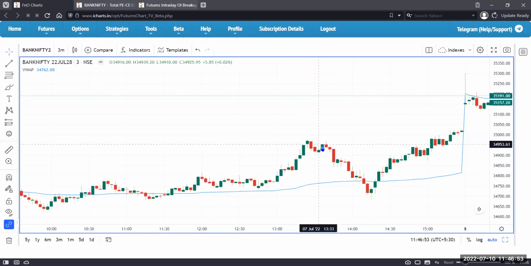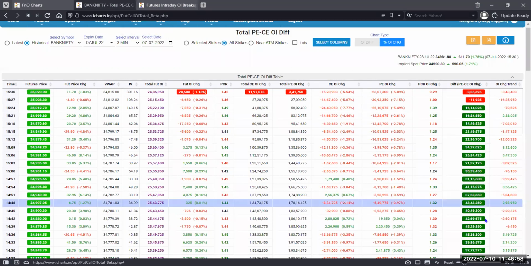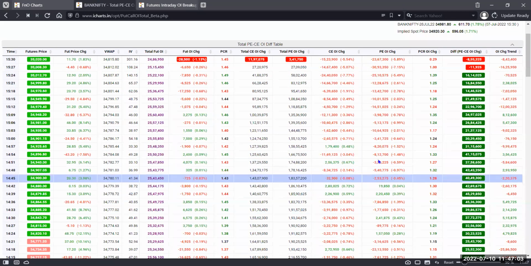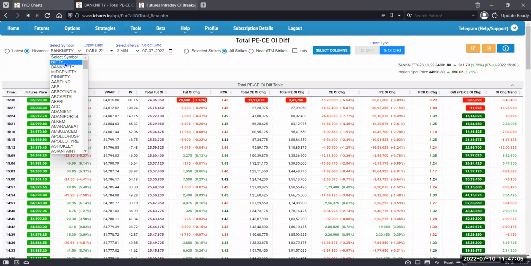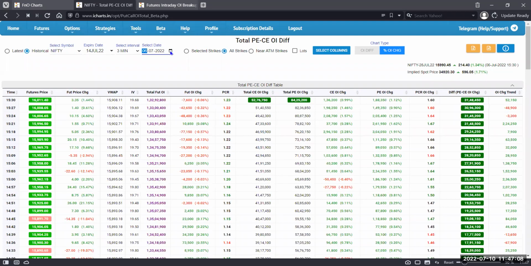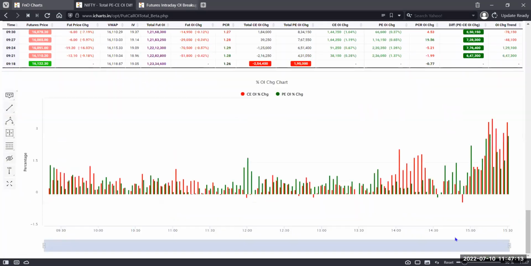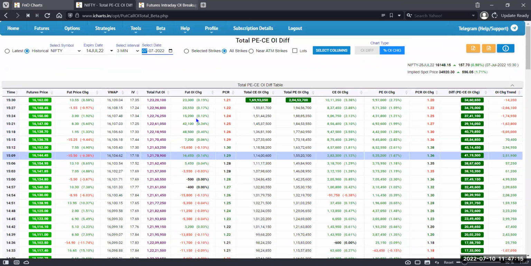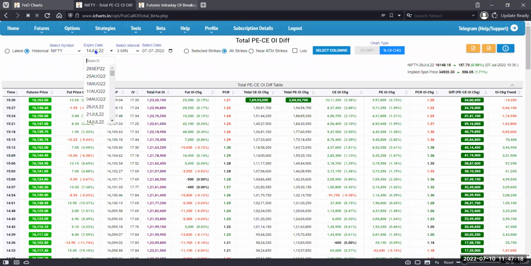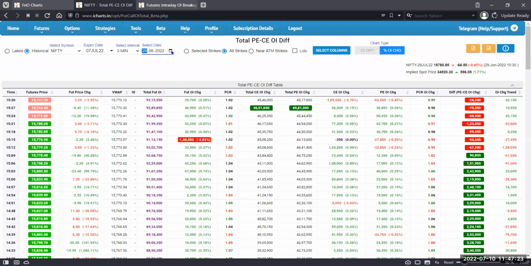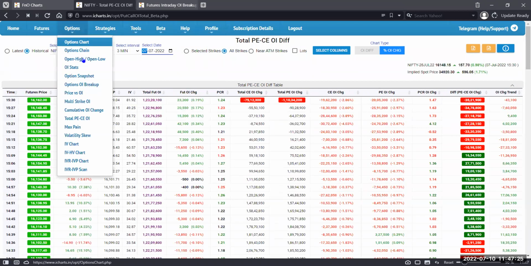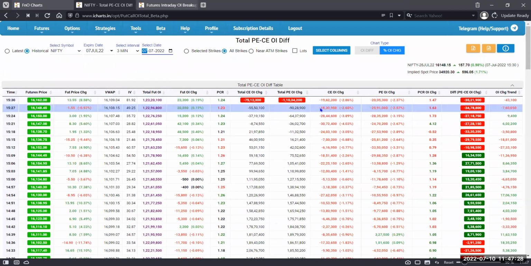Some clarity was there here, and this is the only clarity that you will be able to get, at least based on this. On other days, it would definitely be a lot easier. Nifty, let me just go there once. This was the 7th actually. Nifty, 7th July, expiry date.